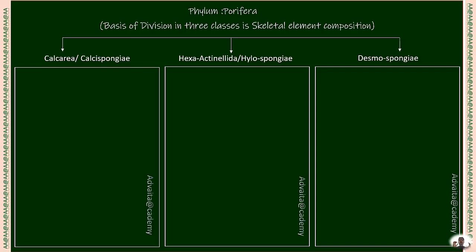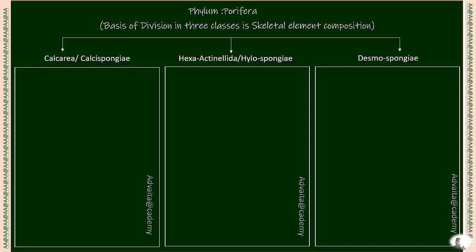Yes, he is saying the spicules and spongine fibers. Those are made of proteins. So the basic element is, if the spicules are composed of calcium carbonate, then where will we place the poriferan? In Calcarea or Calciospongia. The name itself indicates what type of skeletal element it has.